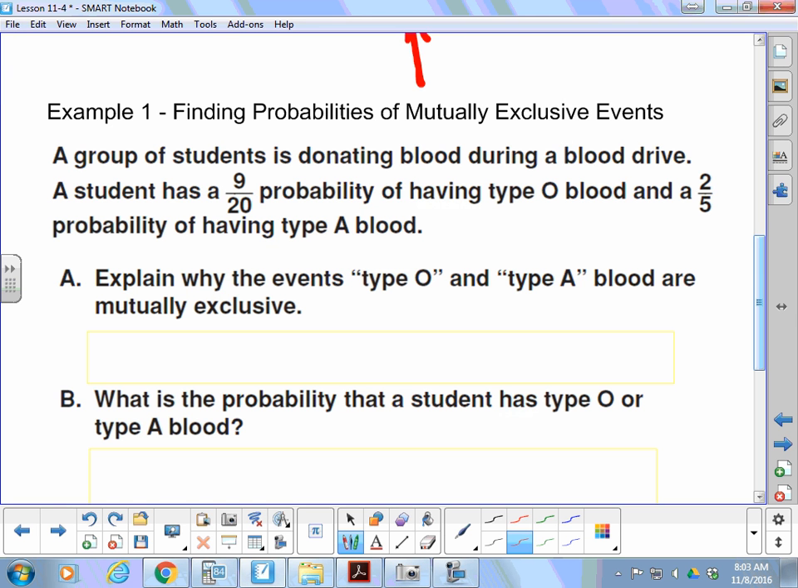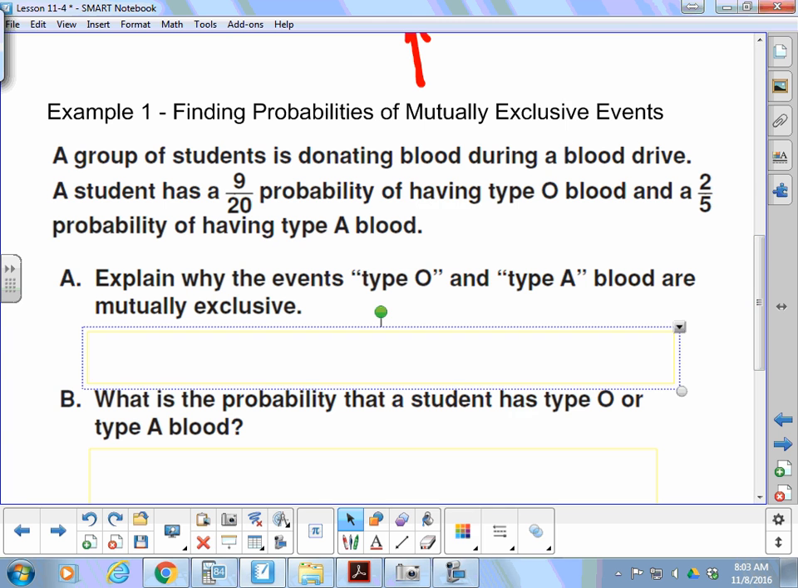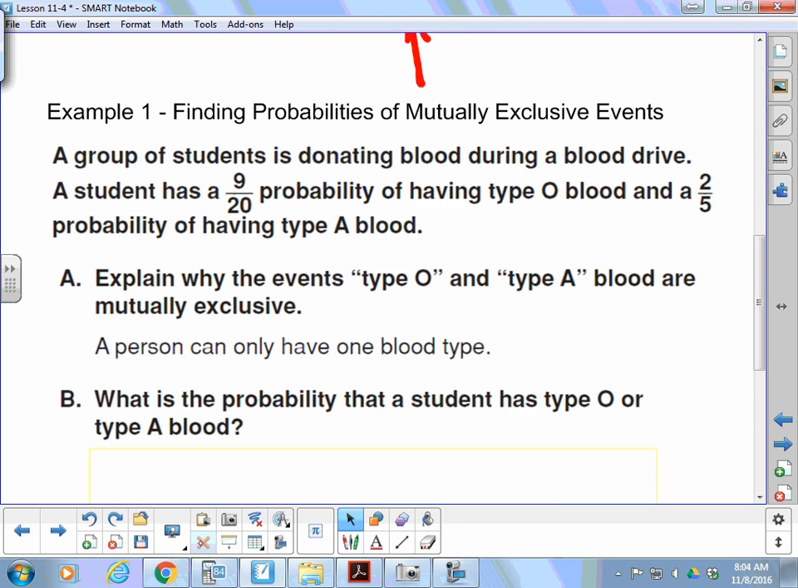A student has a 9 in 20 probability of having type O blood and a 2/5 probability of having type A blood. Explain why the events type O and type A blood are mutually exclusive. Well, first of all, if you have type O blood, you can't have type A blood. You either have one or the other. You cannot have both, right? Because a person can only have one blood type.